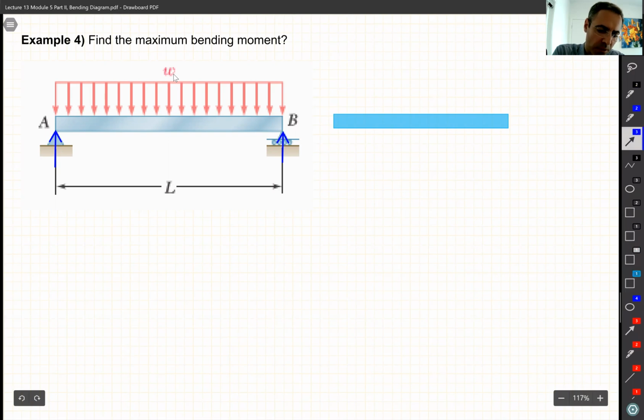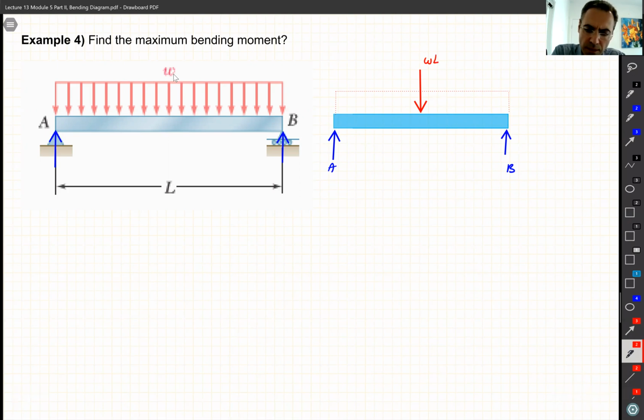All right. So this is A and this is B. So A, B. What about this distributed load? We know that we just need to get rid of it by replacing it with a nice concentrated load that we like, right? In the middle. And this is going to be W multiplied by the length, so WL. And we know it is in the middle, so this distance has to be L divided by 2.